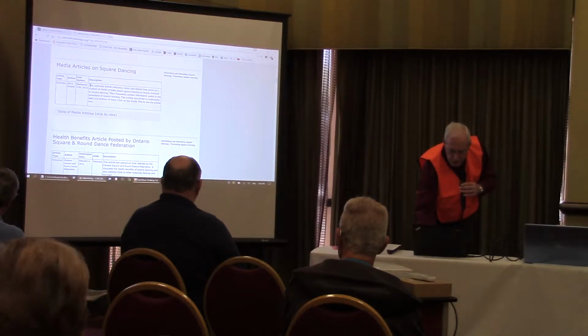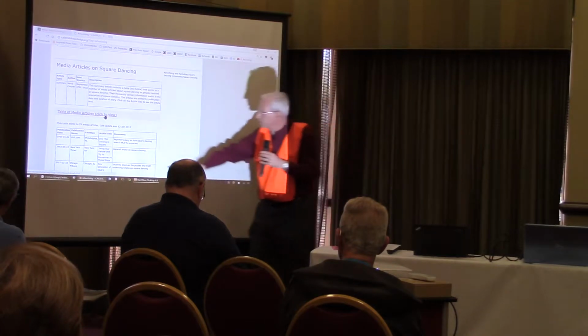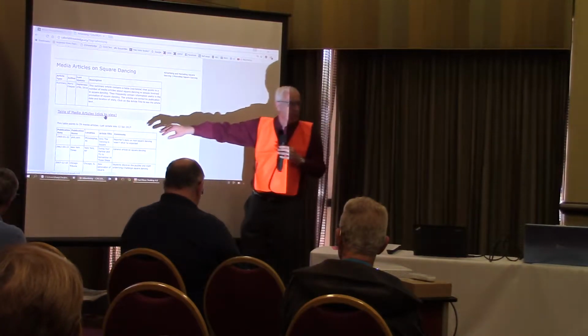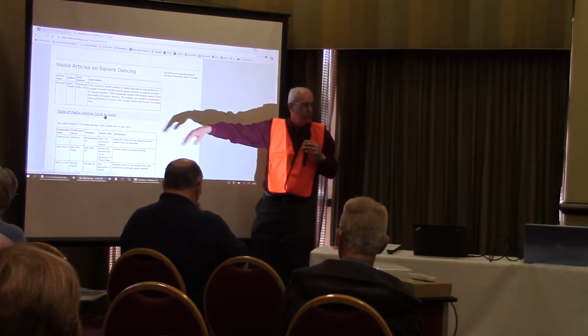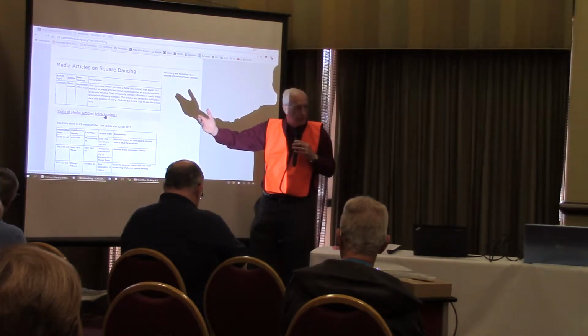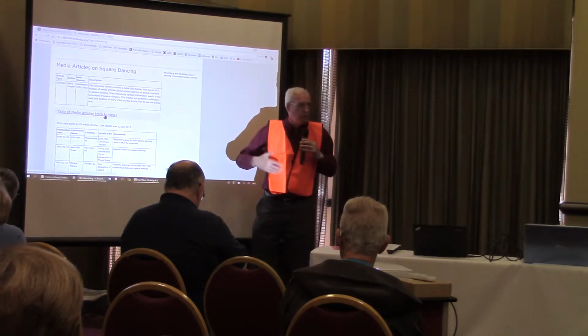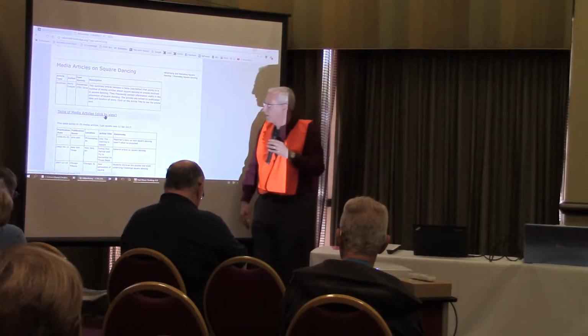So you'll see the description says the summary article contains a table, see below, that points to a number of media articles. If you click on that, you pop up a table that shows media articles. Some of them are videos from TV, some of them are newspaper or magazine articles that we have found that talk about square dancing and hopefully say something positive about it.